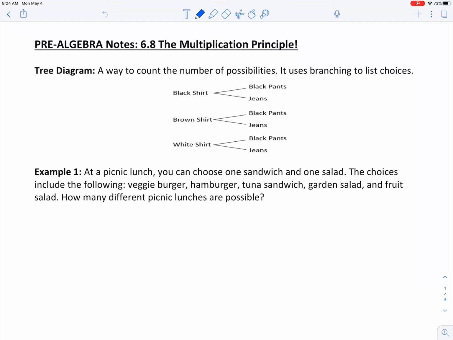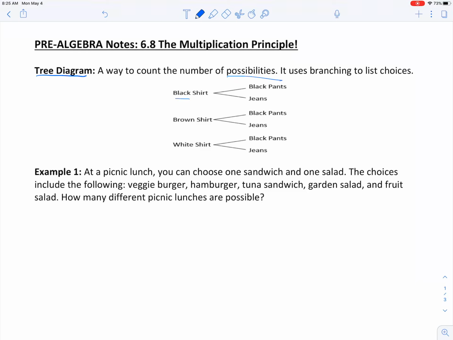Hello class, today we're going to do lesson 6.8, which is on the multiplication principle. So our very first vocab word for today is tree diagram. We're going to draw a picture that will somewhat resemble a tree with branches and leaves to help us figure out probability. So a tree diagram is a way to count the number of possibilities. It uses branches to list choices.